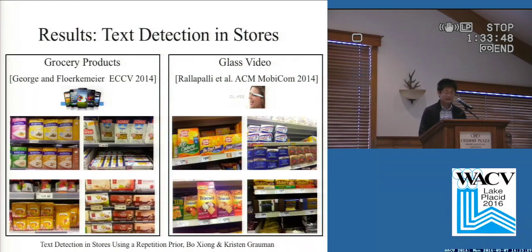We test our method on two datasets. The first one is the grocery product dataset, which consists of images taken at 5 different stores with a mobile phone. And the second one is the Glass video, which is captured by a wearable camera on Google Glass. By the way, the annotations are available on our web page. If you are interested, please try the annotation.